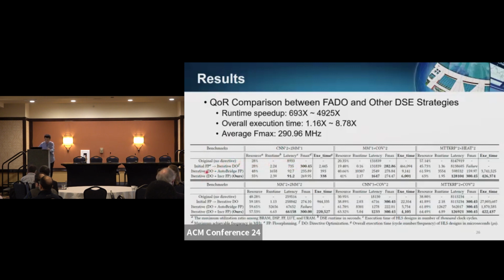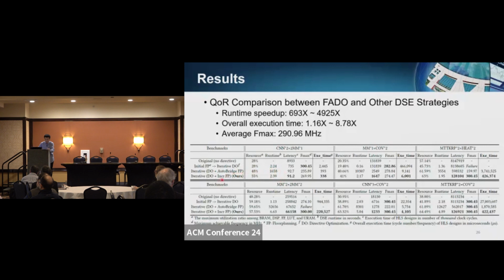The third row means iterative search using the auto-bridge floor planner, the min-cut floor planner. It results in orders of magnitude longer DSE runtime than FADO, the last line, due to repetitively calling the MILP solver. Since it's using iterative bipartitioning, the ILP solution is not optimal in the end and is inferior to FADO in most cases, actually.